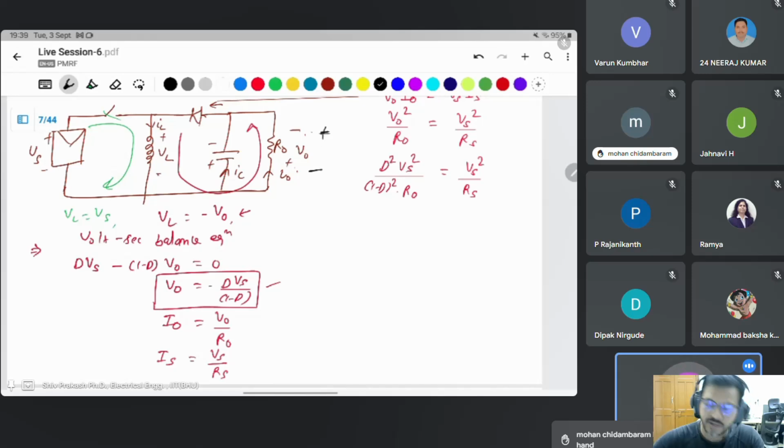V naught is equal to minus of Vs, dVs divided by 1 minus d. Because of this only, I have already taken a negative reference of this one. This is negative, this was positive. That's why my equation is positive in this question.